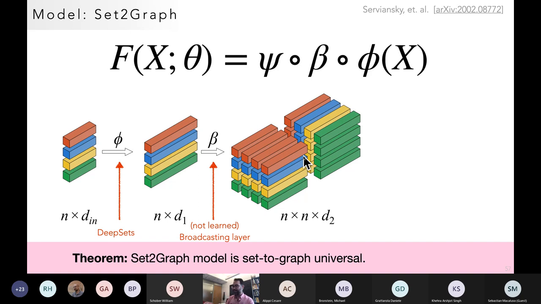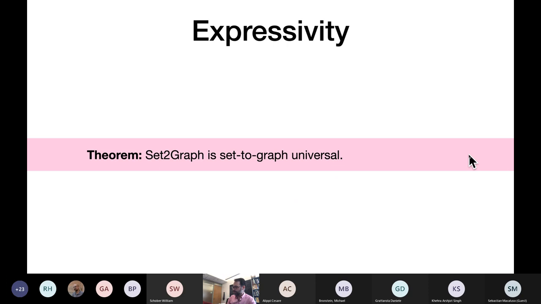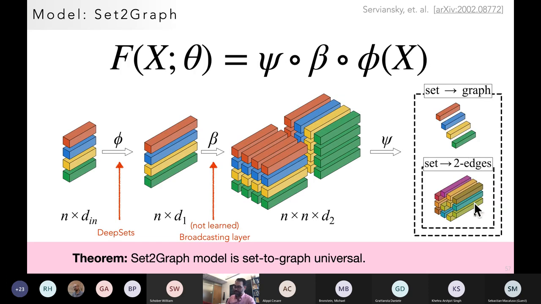And then once you've done this broadcasting, you see what's happened is, for one entry here, you're going to concatenate the vectors. So for this 2-1 entry, you're going to have the input for the first feature and then the input for the second feature concatenated. Then this concatenated feature will go into another function psi, and that psi works on an element-wise basis. Basically, each of these concatenated vectors will go through some nonlinearity and then produce a new output. And if you want, you can read it off as the diagonal being the information on the vertices, and then the off-diagonal elements as the edges.